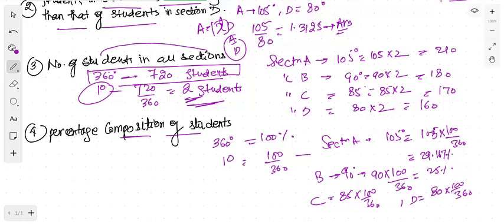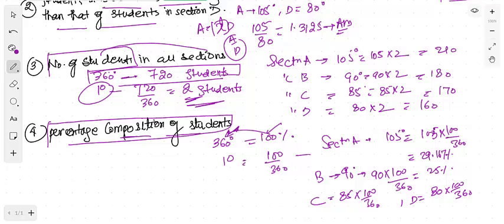Okay, you just have to look at the question and see what it is exactly trying to convey. Here it is asking for percentage composition, so you have to convert the given angular form into percentage form. Here it is asking for the number of students, but you have a pie chart in degrees, so you have to convert it into the number of students. This is the angular form, the first kind of pie chart.